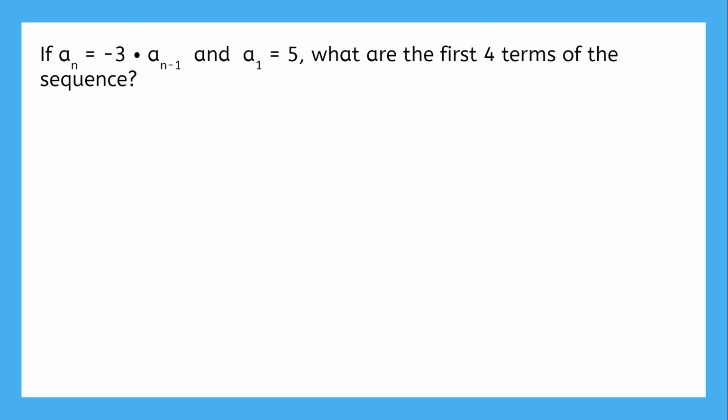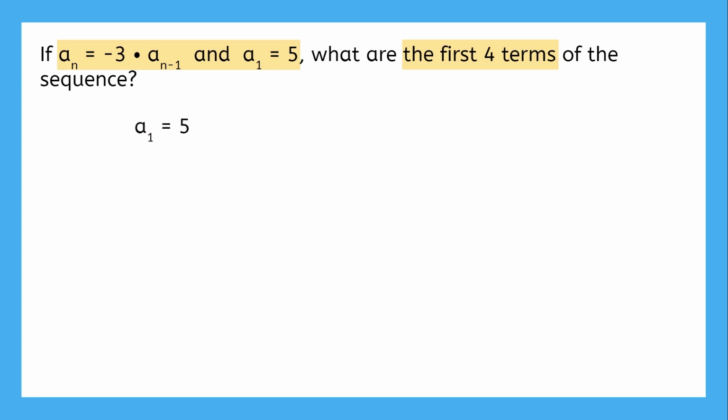If any term is -3 times the previous term, and the initial term is 5, what are the first 4 terms of the sequence? So we've been given this formula in recursive form, and that's a good thing because we need to find the first 4 terms. So jumping to a certain term with the explicit formula would do us no good. We're better off starting at the first term and then just using recursion to find the next 3 after that.